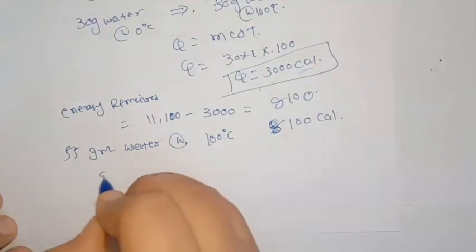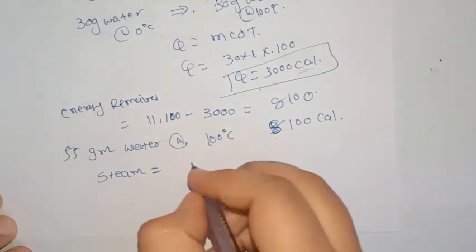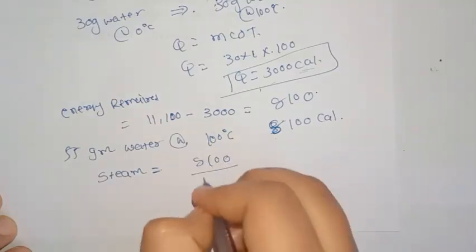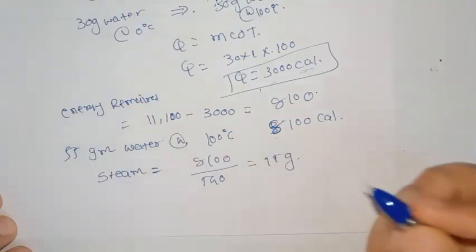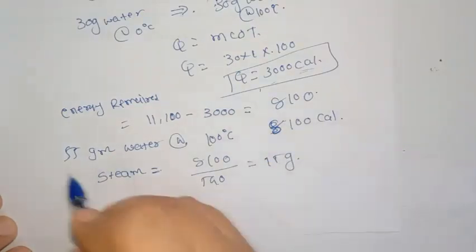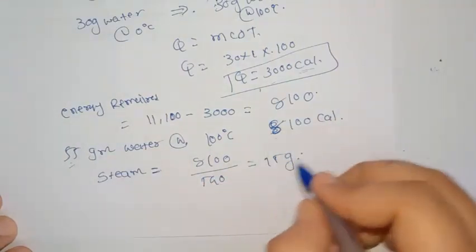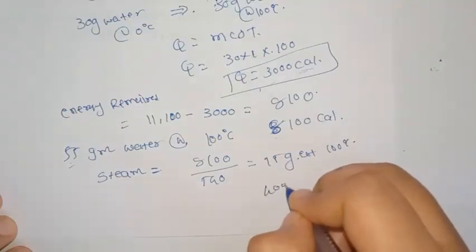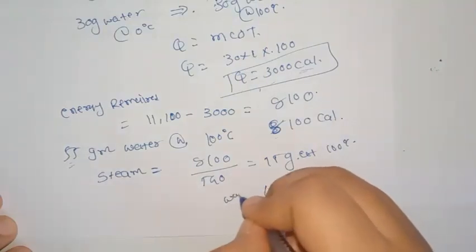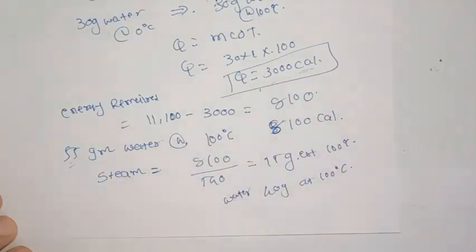So, amount of steam will be equal to 8100 divided by 540, that will be equal to 15 gram. So from this total 55 gram, 15 gram will be steam at 100 degrees Celsius and 40 gram water at 100 degrees Celsius. So this will be our final answer.